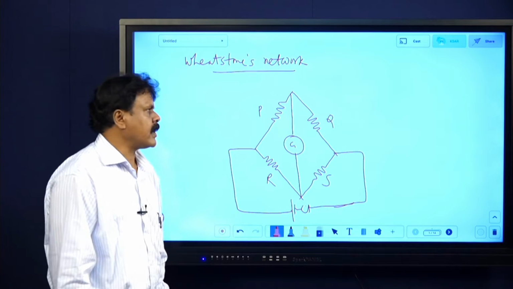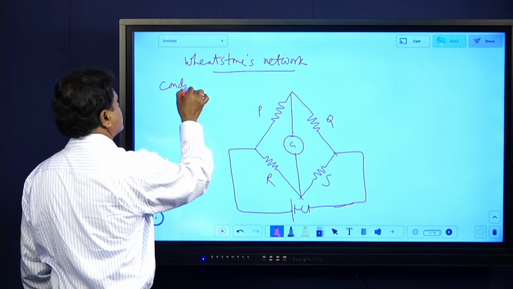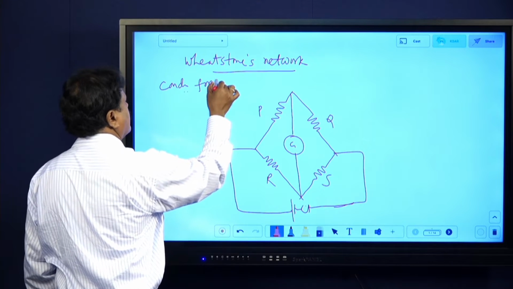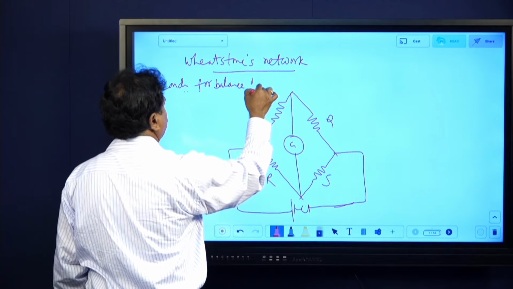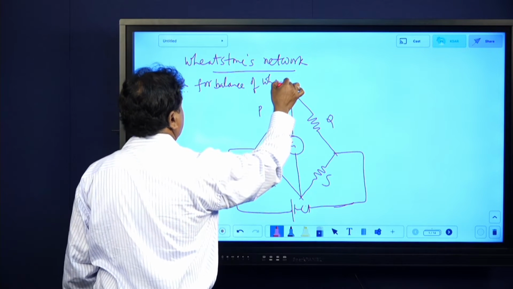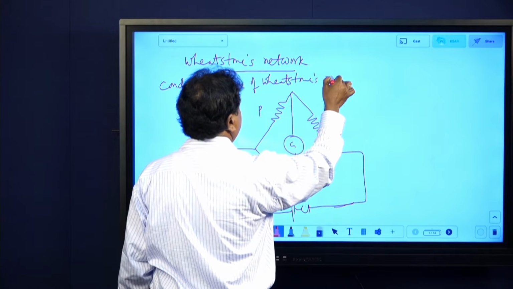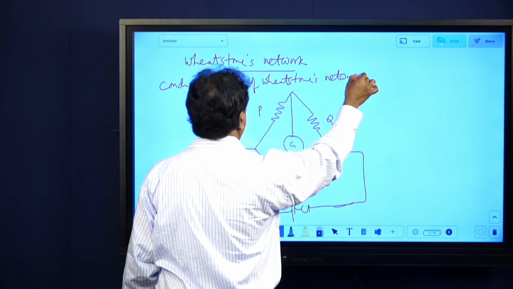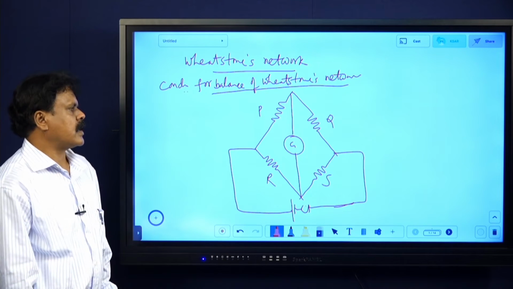Now here, condition for balance of Wheatstone's network. This is one important 5-mark question. Most of the students will never leave this. They will be doing this. Balance of Wheatstone's network, what to write? You have to take it like this only.